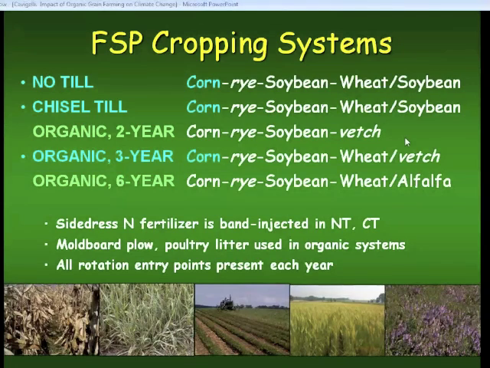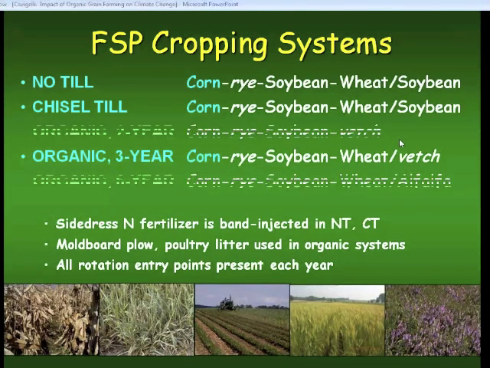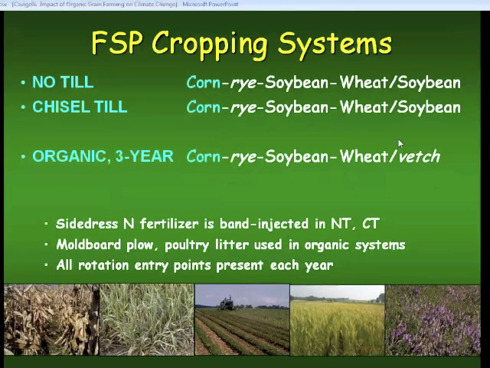These are the 5 cropping systems that we have at the FSP, and I'm going to talk only about three of them, so I'm going to remove those other two for now. I've mentioned no-till. We have a no-till system. We have a chisel till system that is similar to conventional tillage. It's maybe a little less tillage than a moldboard plow, for example. And then we have an organic system.